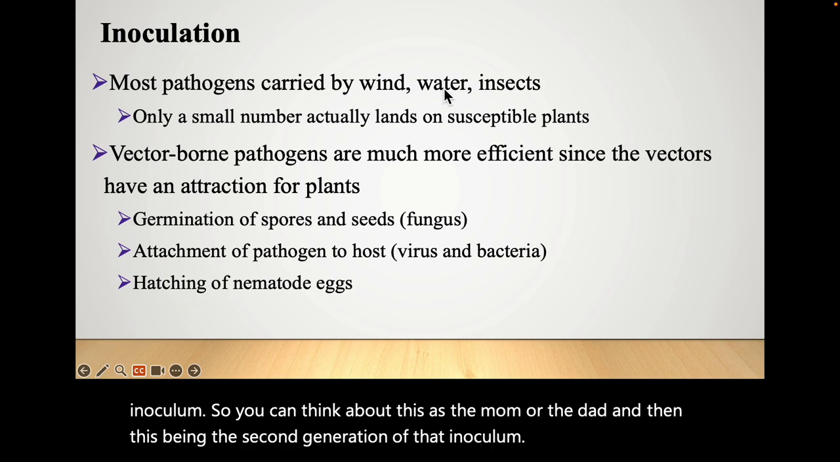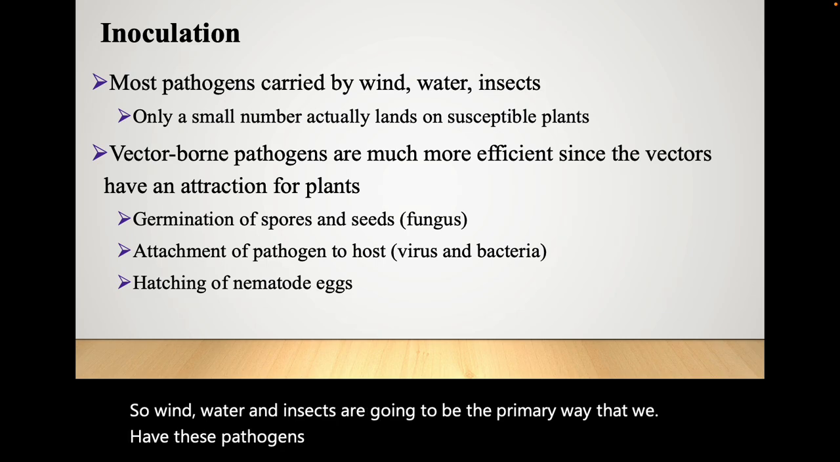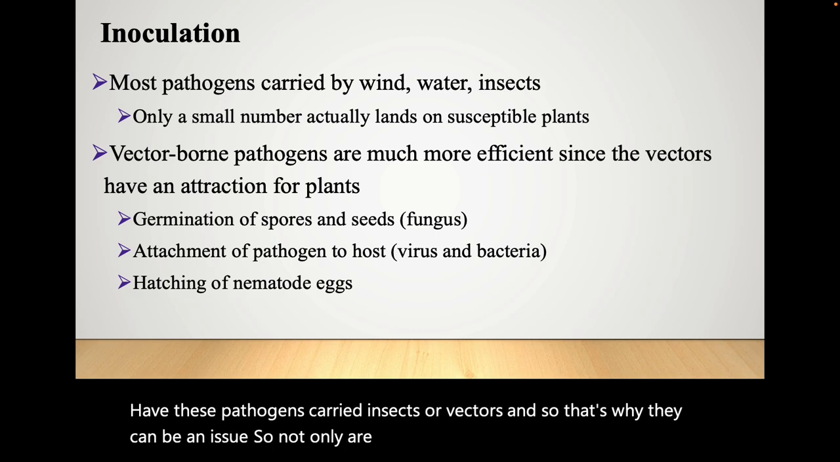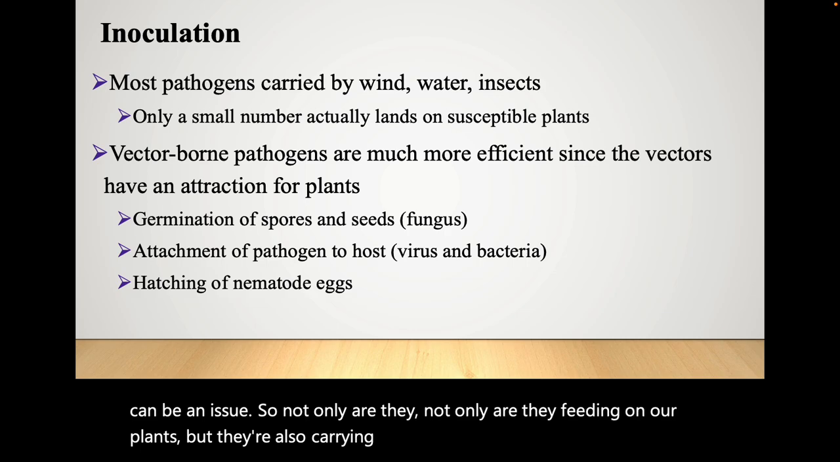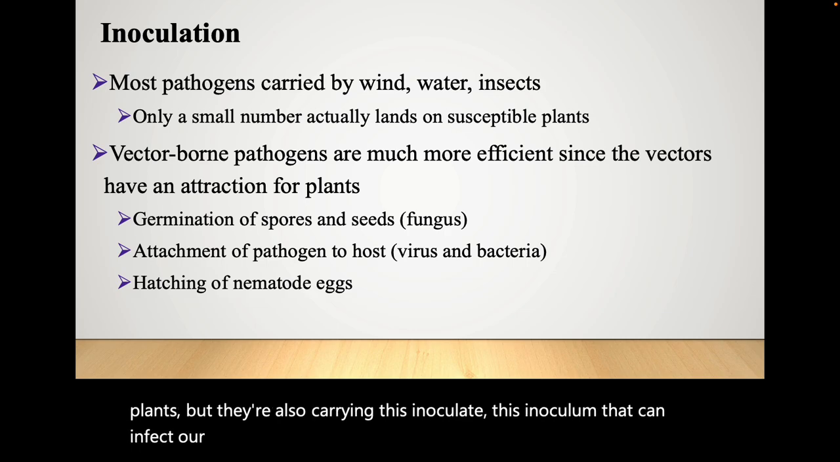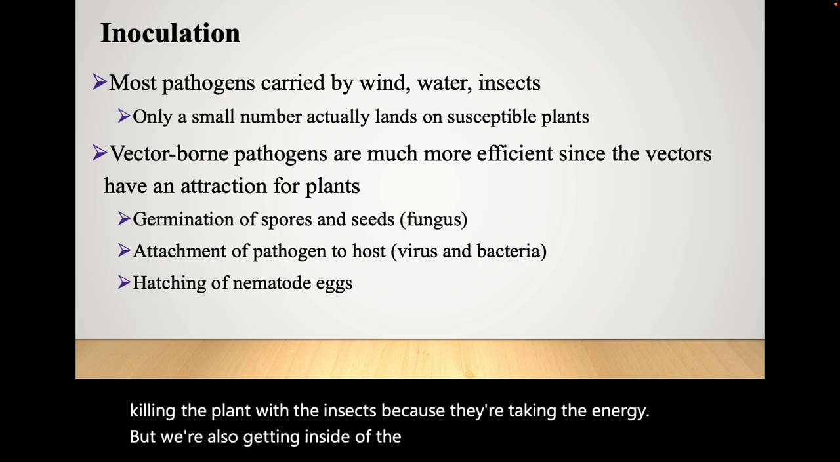So wind, water, and insects are going to be the primary way that we have these pathogens carried. Insects are vectors, and so that's why they can be an issue. So not only are they feeding on our plants, but they're also carrying this inoculum that can infect our plants, and kind of a combination of not only are we killing the plant with the insects because they're taking the energy, but we're also getting inside of the cells and we're destroying it from the inside out.